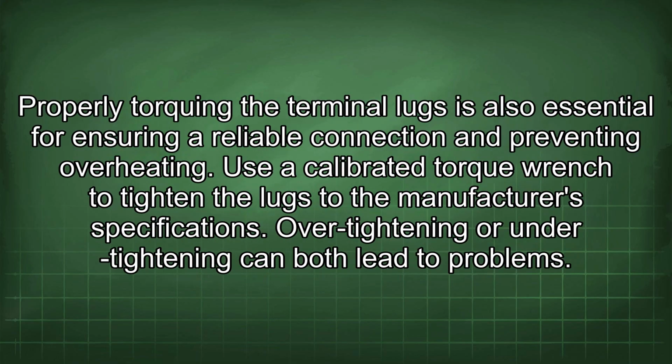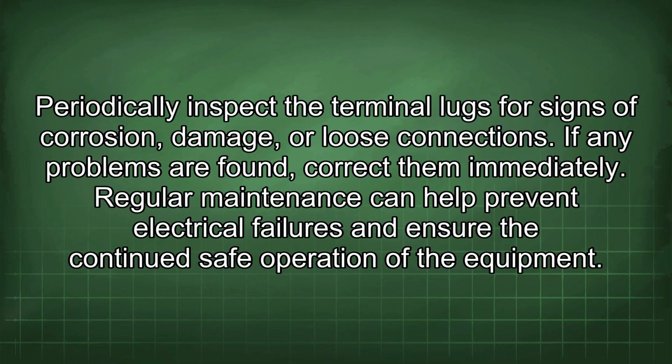Properly torquing the terminal lugs is also essential for ensuring a reliable connection and preventing overheating. Use a calibrated torque wrench to tighten the lugs to the manufacturer's specifications. Over-tightening or under-tightening can both lead to problems. Periodically inspect the terminal lugs for signs of corrosion, damage, or loose connections. If any problems are found, correct them immediately. Regular maintenance can help prevent electrical failures and ensure the continued safe operation of the equipment.